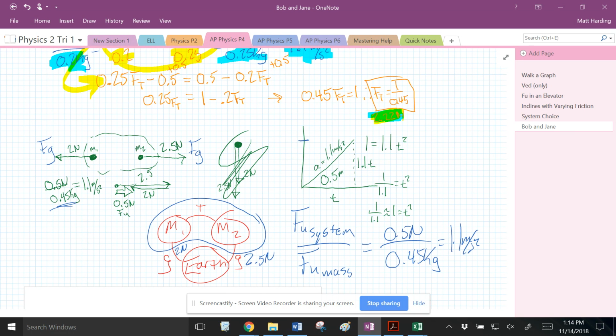So we have to do free body diagrams for each of the individual pieces. At least I'm going to start with that. Bob and Jane weigh about 200, 900, 1500. Yeah, I've got to go back and take my time.